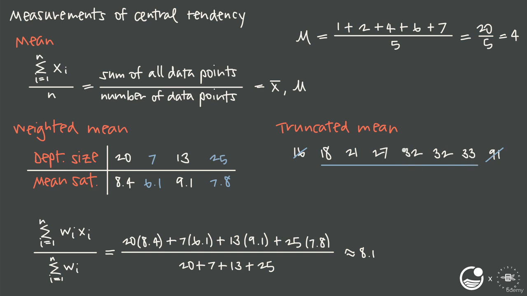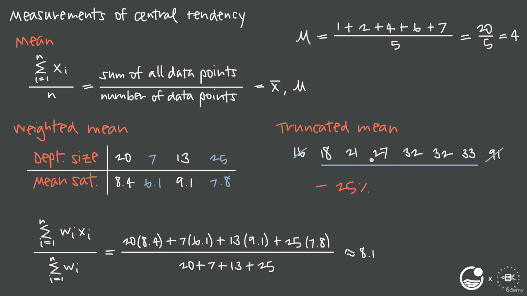But it would be very important if we did that to indicate that we eliminated 25% of our data, because there were 8 values in the original data set. We took away 2 of them. That means we took away 25% of our data set in order to calculate a truncated mean.